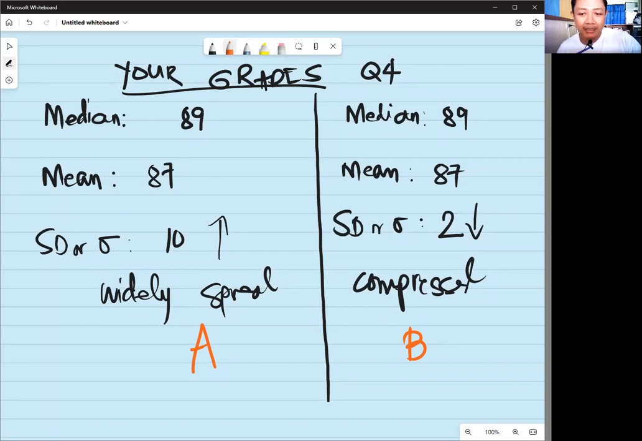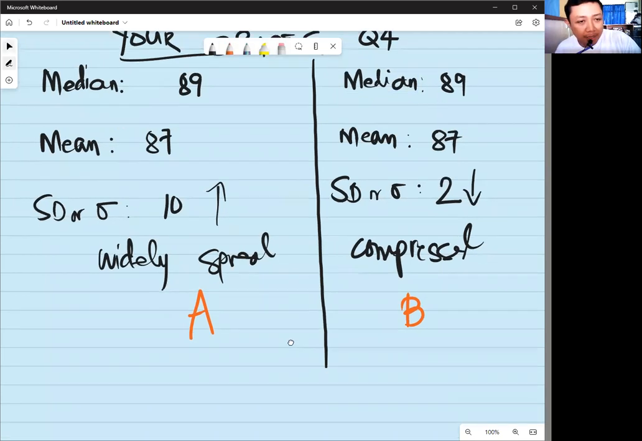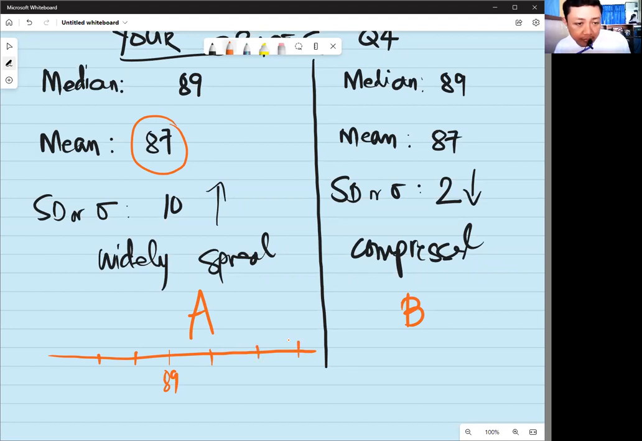So if we look at the spread, remember, the median is the middlemost grade. If this is our number line for your grades, this is 89. And then the mean is 87. At least the mean is still okay. And it is widely spread. Remember that since it is widely spread, it's possible that you will have extreme grades. It's possible to have extremely high grades and also extremely low grades, because your grades are widely spread. Did you get the point?